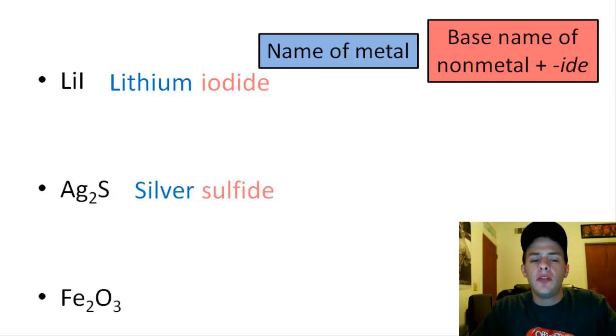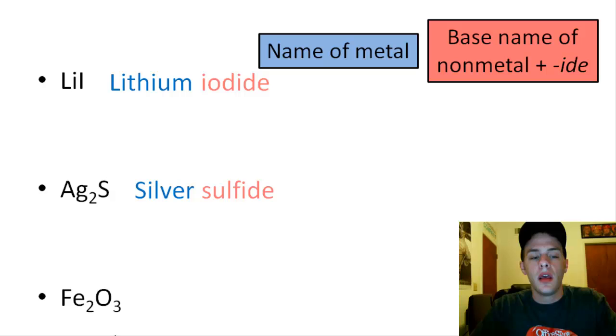Here we have Fe2O3. This one's a little bit tricky because notice that in the case of lithium iodide and silver sulfide, both of these metals were part of the group of metals that I was discussing earlier. They form only one type of cation. Iron is actually a metal that forms more than one type of cation. Iron can form a +3 cation, and it can also form a +2 cation. So we need to figure out which cation the iron is forming in this case.